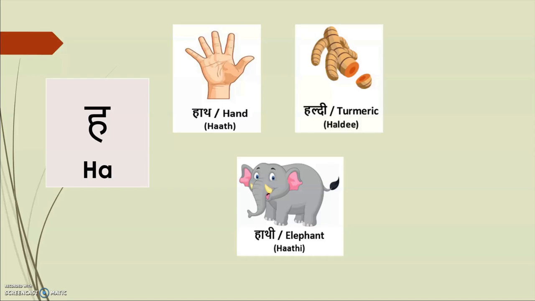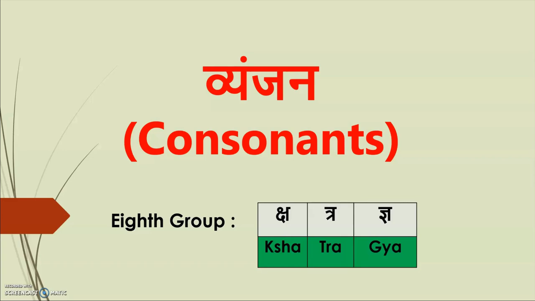I hope now the seventh group of consonants is very clear. So the eighth group includes the following consonants. The first one is ch. The next one is tr. And the third one of the eighth group is gyr. So in this lesson, we'll be studying the eighth group of consonants with examples in detail.